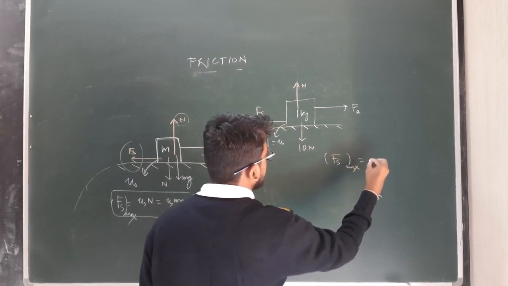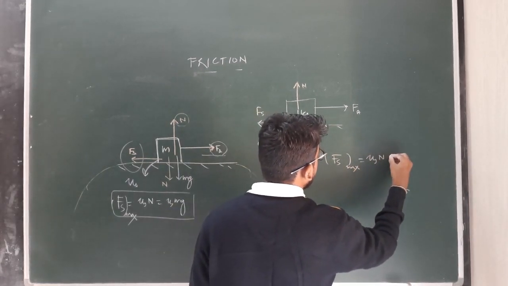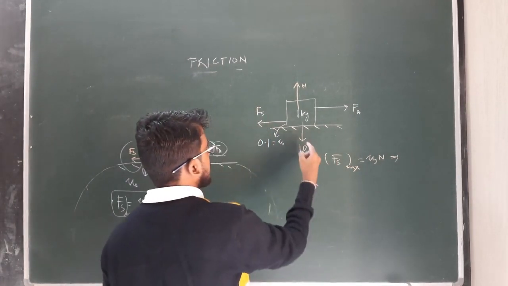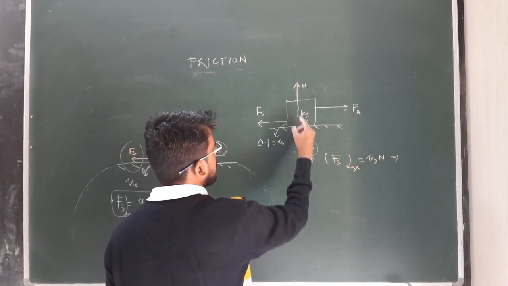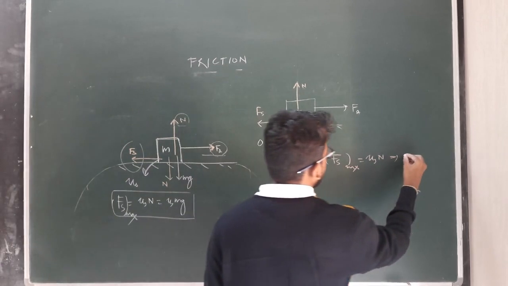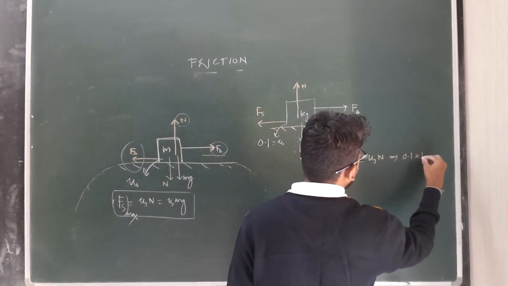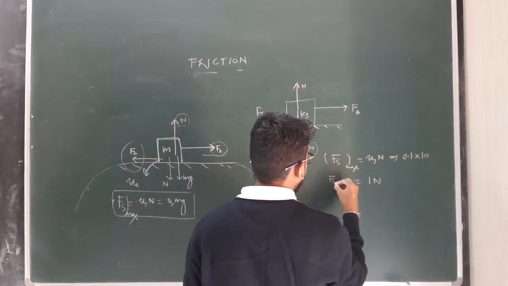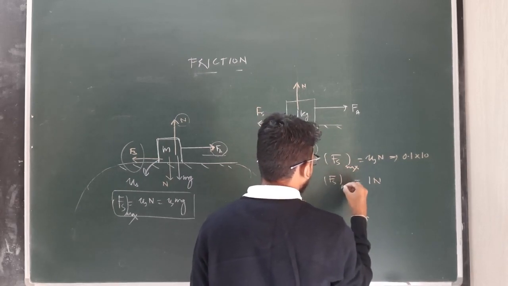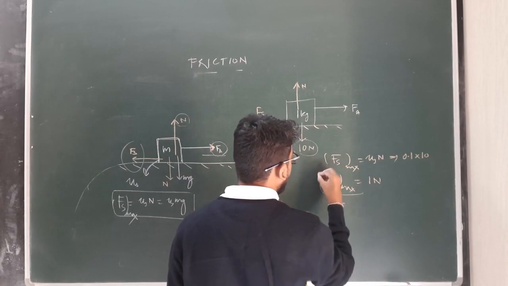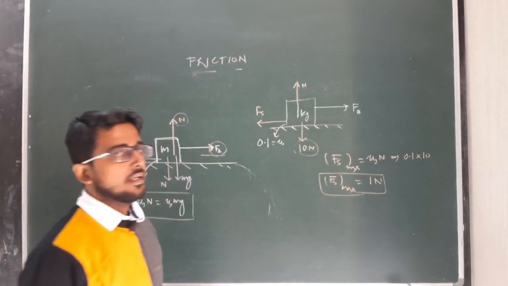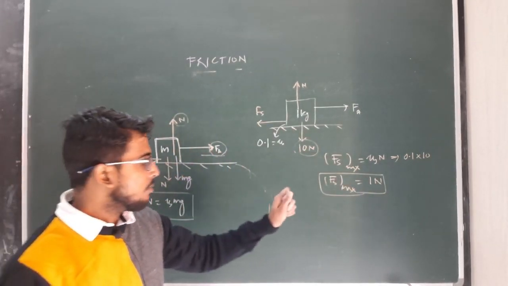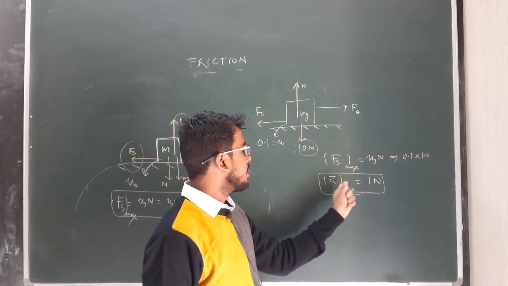Okay, so the maximum possible static friction will be how much? Mu s into n. So this implies for this particular case n equal to how much? Equal to 10 Newton, because it is in equilibrium. So we can write 0.1 into 10, that is 1 Newton. So the maximum frictional force or static frictional force possible for this particular case is 1 Newton. That does not mean that always the static frictional force is 1 Newton.